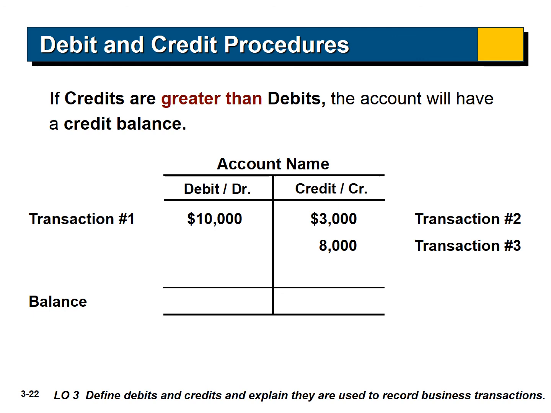If credits are greater than debits, then we'll have a credit balance. So transaction 1 was a debit of 10,000. If transaction 2 is a credit of 3,000 and transaction 3 was a credit of 8,000, then what do we have? We have credits of 11,000 and debits of 10,000. And what does that give us? A net credit balance. So it's kind of netting the two sides into one side. The side that's greater is where the balance is.